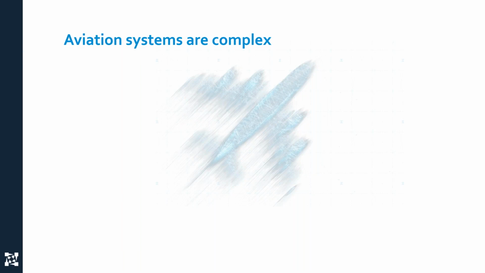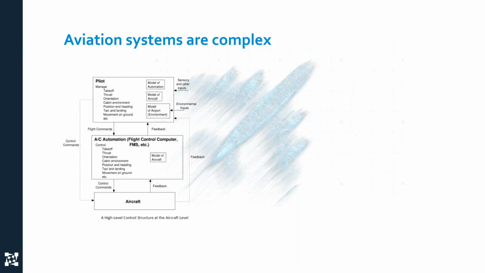All right, great. So Ricardo has showed us a lot of the really rigorous things we have to do, and it might feel overly constraining, but the truth is that aviation systems are complex, right? We look at a high level control structure of an aircraft, and we just see lots of interesting things that we would have to test, lots of different scenarios we'd have to take into account.